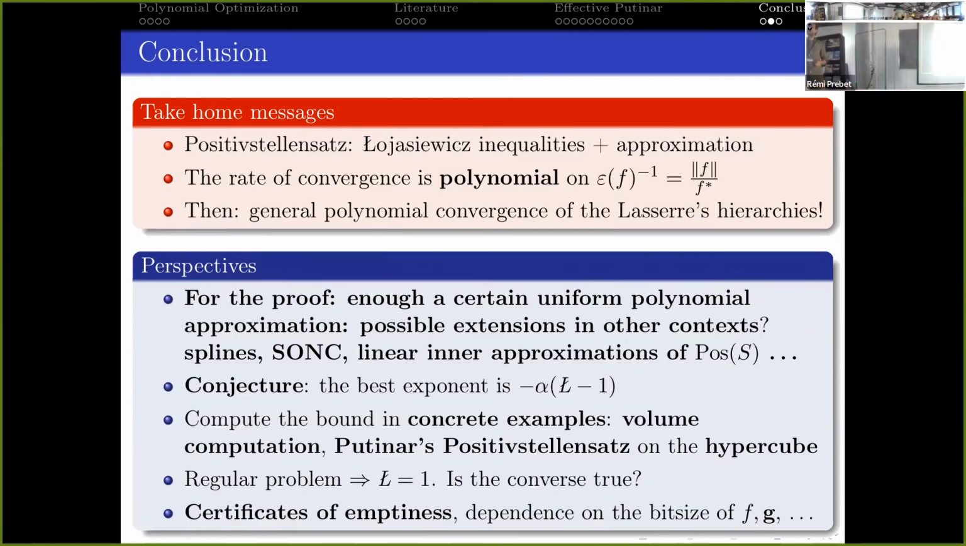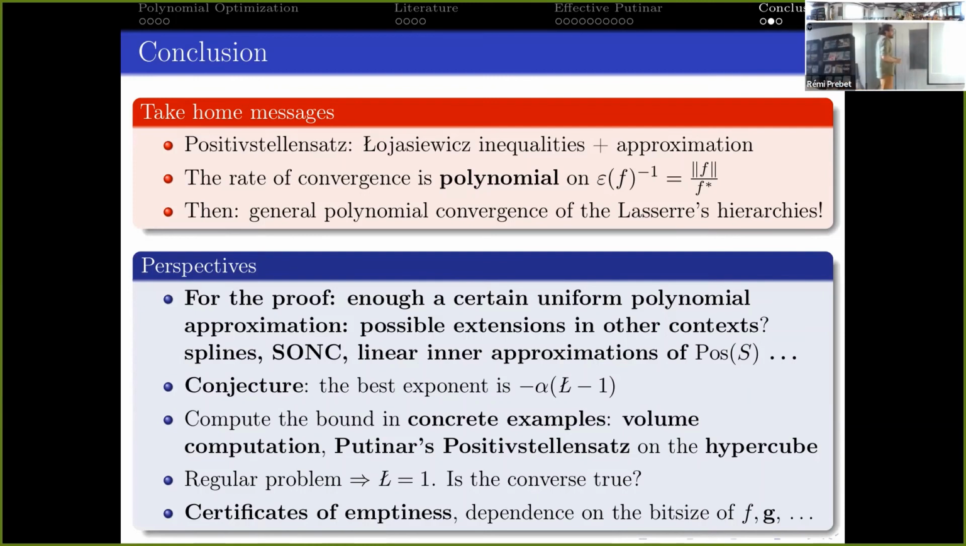And this would be coherent with the result of Marshall and me that tells us that generically we have finite convergence of the sum of square hierarchy. And finally, we would like to express our result in some concrete examples. For instance, I mentioned before the case of the hypercube. We would like to have good bounds for the quadratic module on the hypercube, maybe using similar techniques, or maybe there are some things to do for the volume computation.